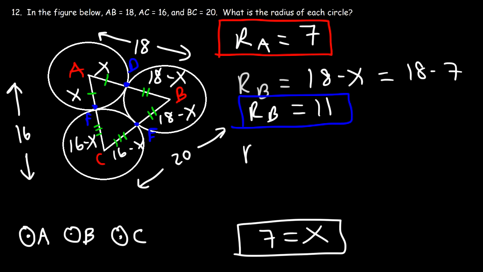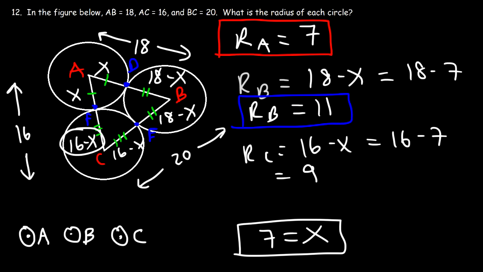And then RC, that's 16 minus x. So we have 16 minus 7, which is equal to 9. And so that's RC. And now we could check each answer. So the radius of circle A is 7, and for C is 9. 7 plus 9 adds up to 16.